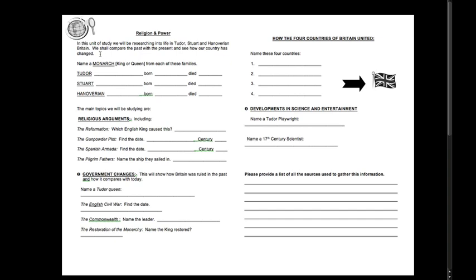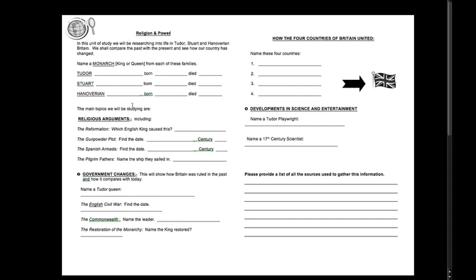The first thing that I would like you to be able to do is to identify a monarch, a king or a queen from each of the three families that ruled during this period. A Tudor king or queen, a Stuart king or queen, and a Hanoverian king. I'd like to know when they were born and when they died. Not when they reigned and when they died, when they were born and when they died.